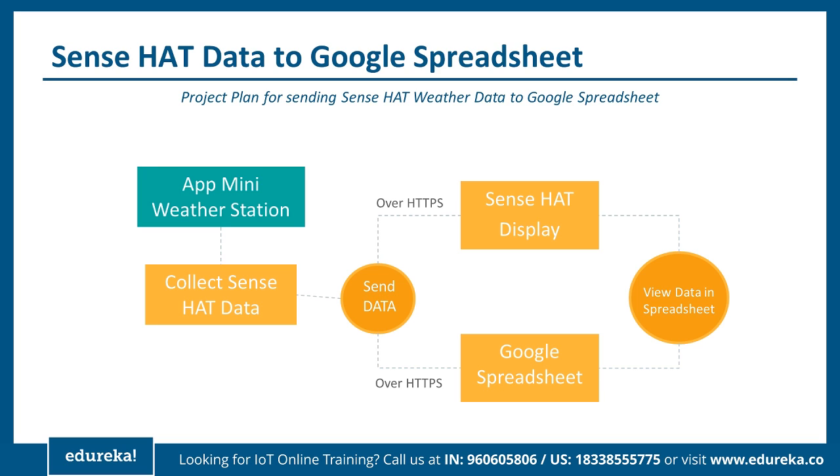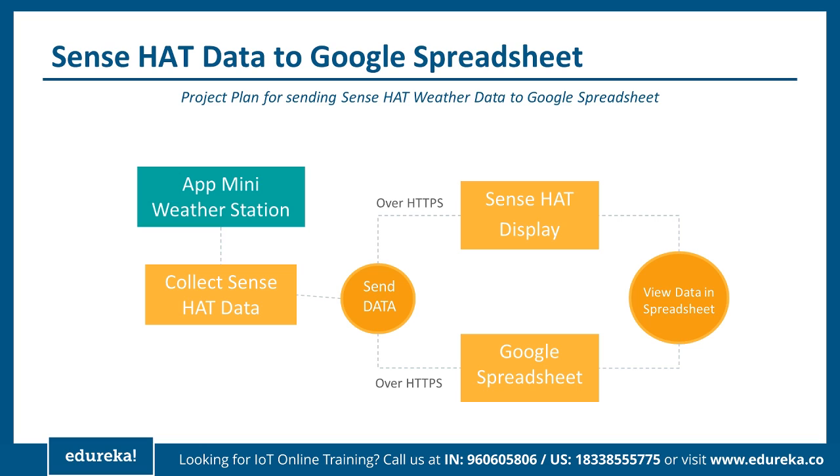So here in green color that you see, the app mini workstation, that's the Python application. That application will collect the sensor data, which is temperature, pressure, and humidity, and send the data both onto the sensor display and to the Google spreadsheet. And it'll go on updating the spreadsheet, whatever frequency you can define. And then we can view the data in the spreadsheet.